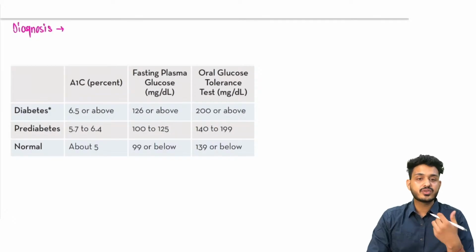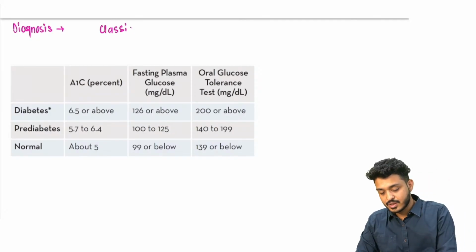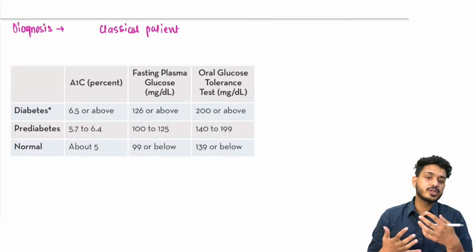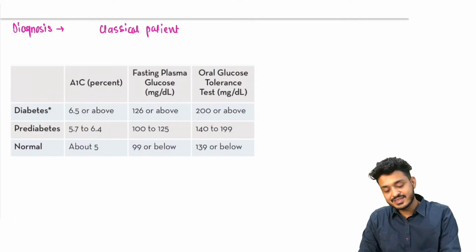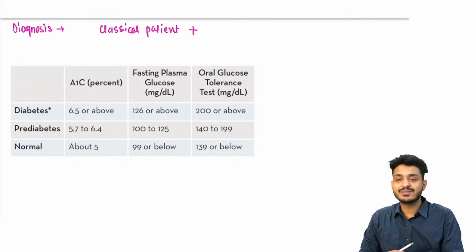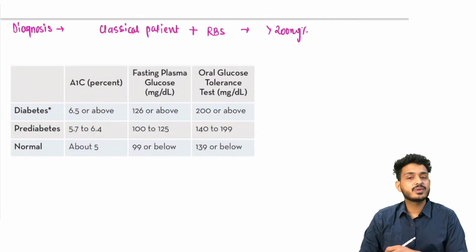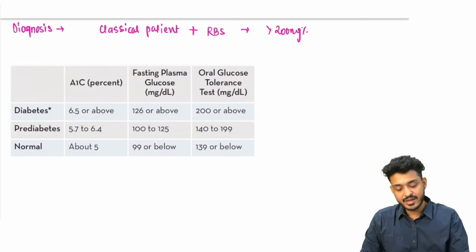Suppose a patient comes to you and this patient is having all the classical symptoms. Like this patient is telling you, sir, I am having a lot of urination, I am drinking a lot. Earlier I used to eat 2 chapatis, now I am eating 5 or 6, right? These are the classical symptoms. Along with the classical symptoms, if you are doing a random blood sugar and this comes out to be more than 200 milligram %, right? This is going to be a definitive diagnosis for what? Diabetes, right?